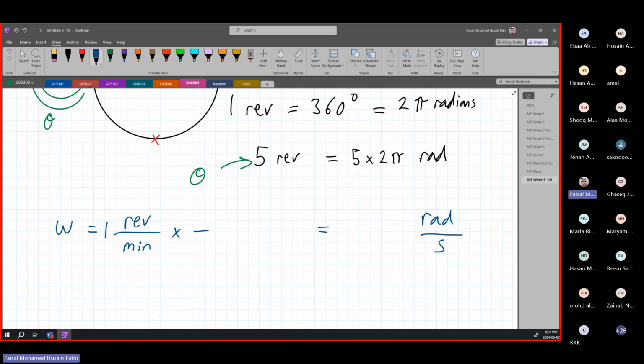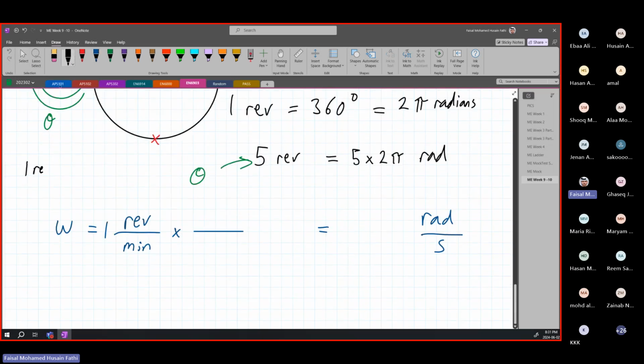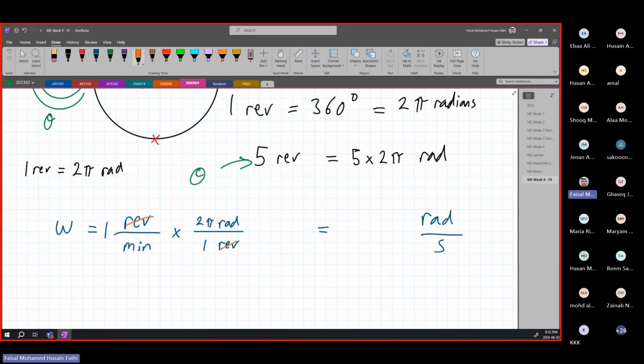First thing we need to do is convert the revolutions into radians, and we have already seen how we can do that. We know that one revolution is equal to 2 pi radians, and I'm going to rewrite it here. The way I usually do conversions, so I don't get confused: we want to cancel revolutions here and have radians instead. So I put revolutions down and radians up. How many revolutions do we have? 1. How many radians? 2 pi. This way revolutions will cancel with each other and we'll get 2 pi radians remaining. Now this is the first part.